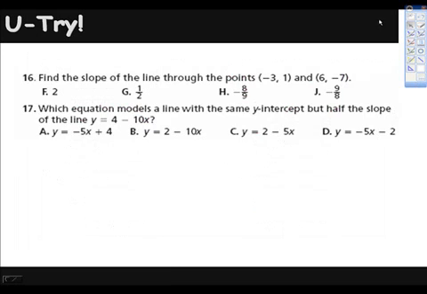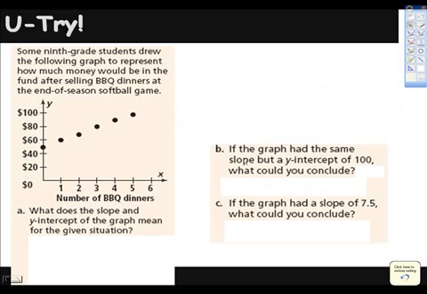Here's a couple more problems for you to try. Go ahead and pause the video and give these a try. All right, let's see what it says.